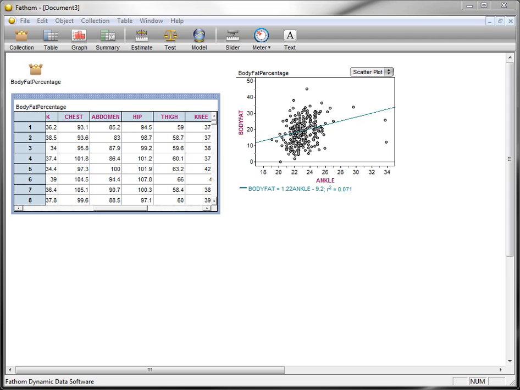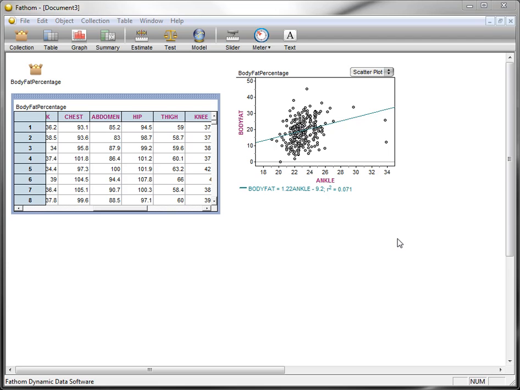So I have, once again, the Brigham Young University study involving body measurements and body fat percentage, and I've gone ahead and regressed body fat percentage against ankle circumference as measured in centimeters. We see that there is not a particularly strong connection between body fat percentage and ankle circumference. The R-squared is 0.071 for this simple linear model.